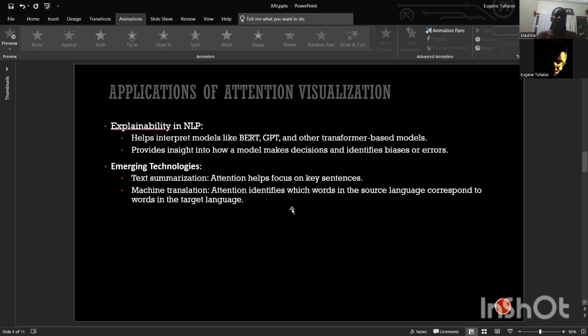On the next slide, it tells us that it helps with explainability in NLP. That's why it can be applied. It helps us to interpret the learning models, and it also provides insight into how the model is actually making decisions. It helps us to summarize text, giving focus on this and that, and it also helps in machine translation.